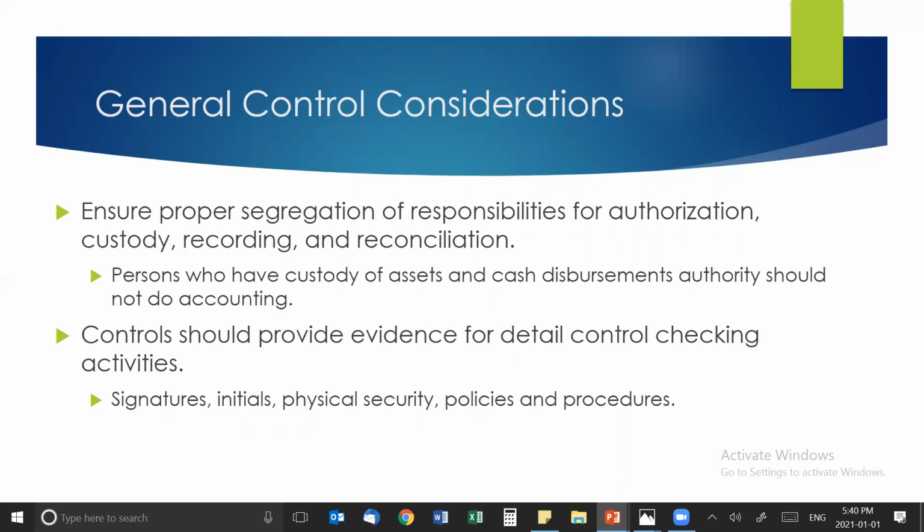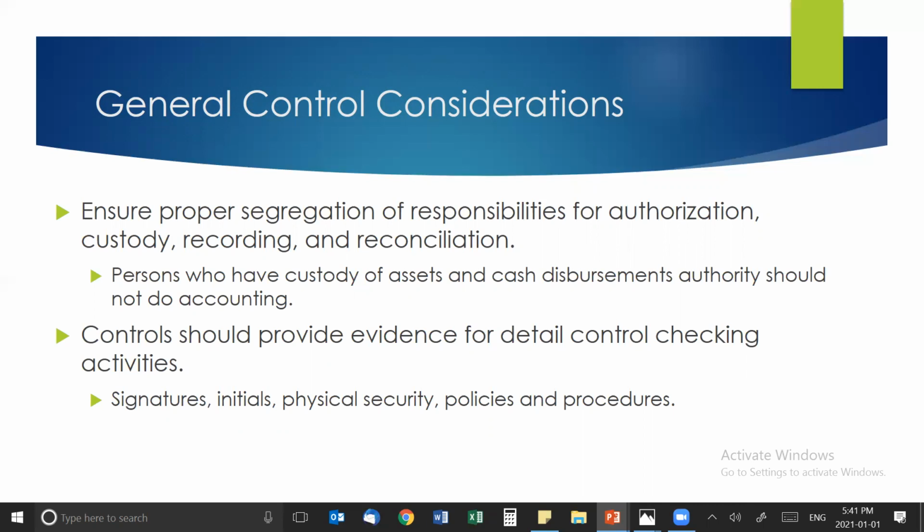Some internal controls that should be put in place: there should be proper segregation of responsibilities for the authorization, custody, recording, and reconciliation. So the same person that's authorizing the purchase shouldn't be the same person that has custody over or is receiving the inventory, shouldn't be the same person that's recording the inventory, and shouldn't be the same person that's doing the periodic reconciliation of the inventory, like an inventory count, for example. Okay, so those four duties should be separated. So that one person can't do a purchase order and take the inventory and steal it.